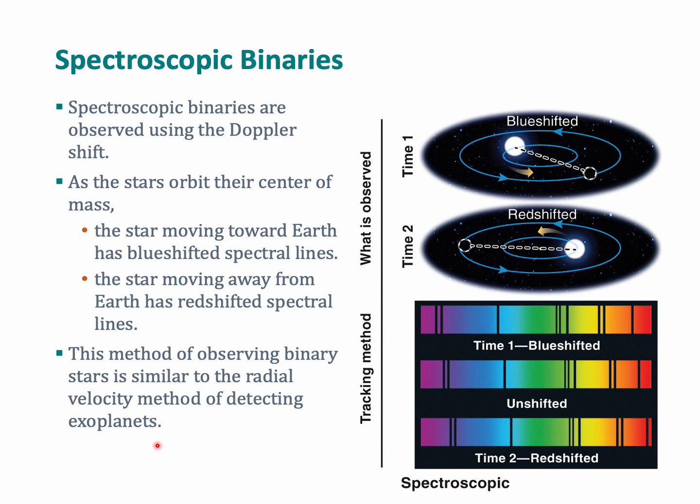And this is similar to what we saw before when we were talking about exoplanets. It's similar to that radial velocity method for detecting exoplanets, where we can't see the planet, but we can see the effect on the star itself.